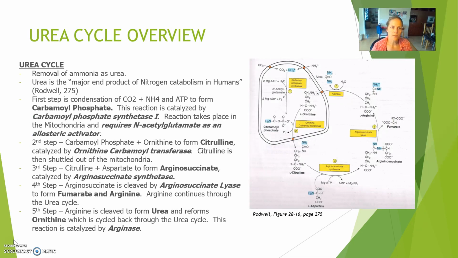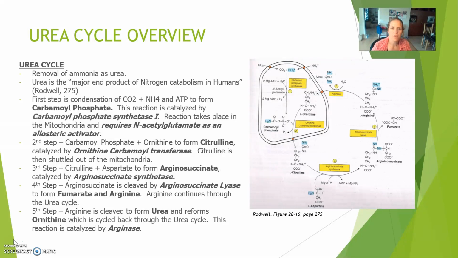So the urea cycle is a removal of ammonia as urea. The first step is condensation of CO2 plus NH4 and ATP to form carbamyl phosphate. This reaction is catalyzed by carbamyl phosphate synthetase 1. It takes place in the mitochondria and requires N-acetylglutamate as an allosteric activator.